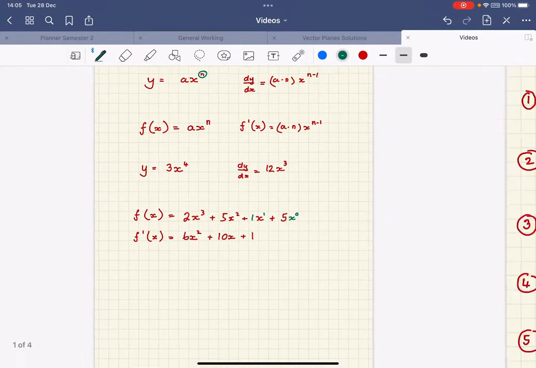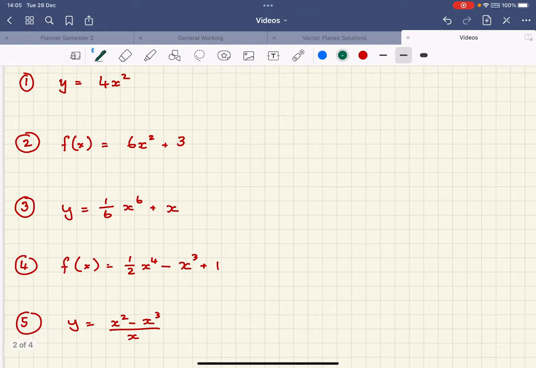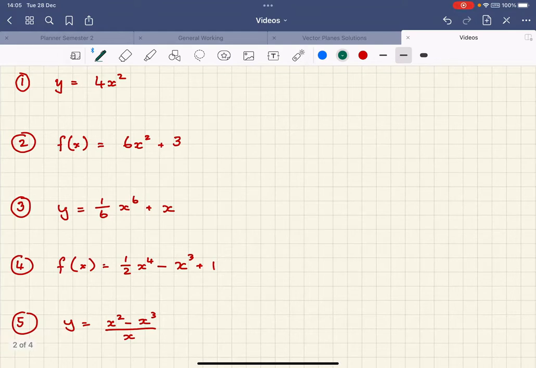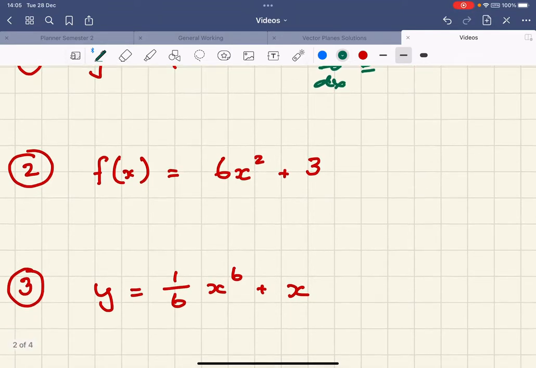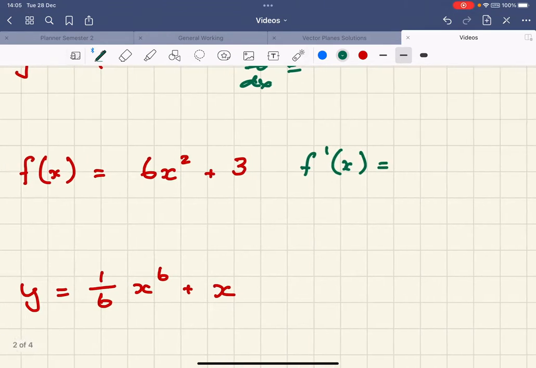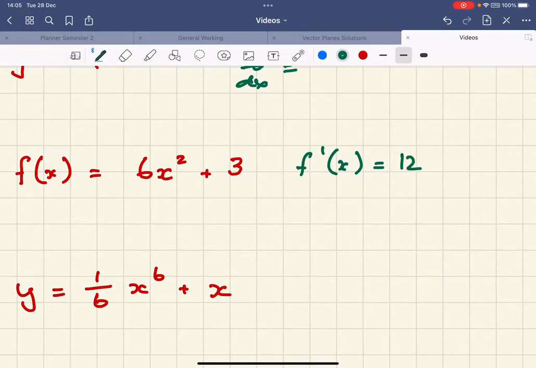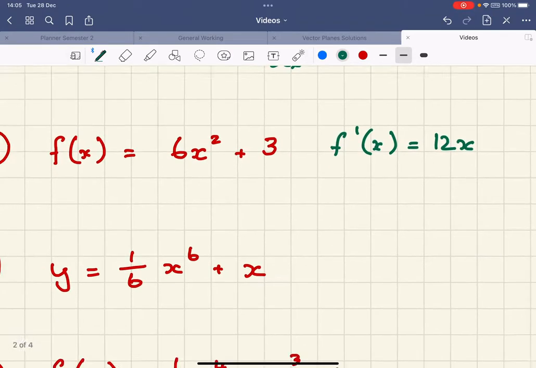Now I'm just going to zoom out of there and give you these 5 to do. You can pause the video and then I will do the answers. Okay, the answers to each one then. Let's go through it bit by bit. dy by dx is 8x to the power of 1. f dash x, this one equals 12x, and then the 3 disappears.